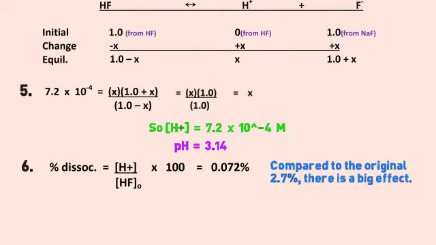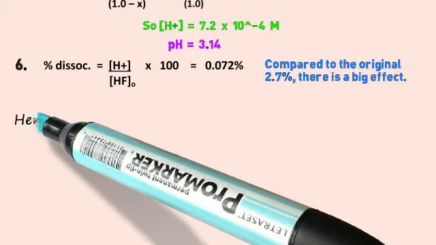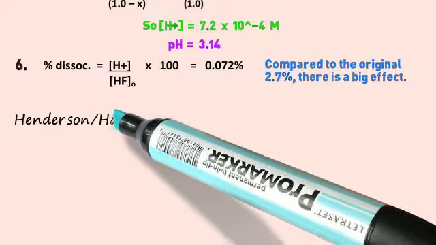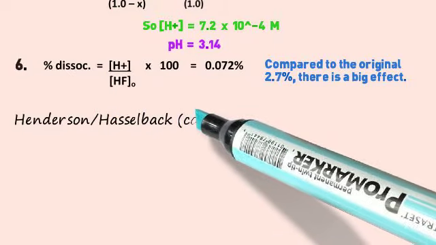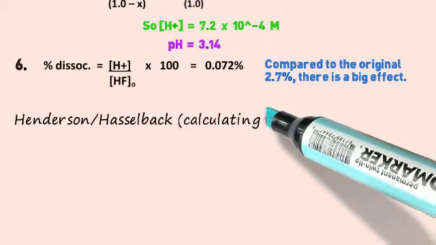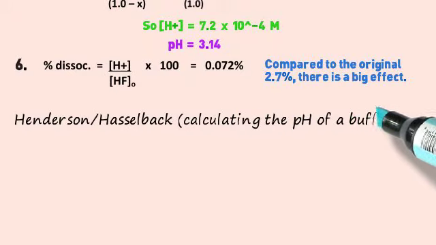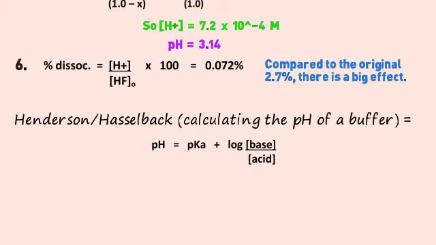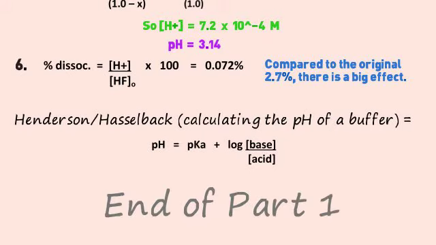Compared to the original, there is a big effect from adding something with a common ion, a salt with a common ion. We can also use Henderson-Hasselbalch. This is used for calculating the pH of a buffer. Nice handy-dandy little equation. And usually we use pH is equal to pKa plus the log of the concentration of the base over the concentration of the acid. I'll let you figure that out yourself. This is end of part 1.